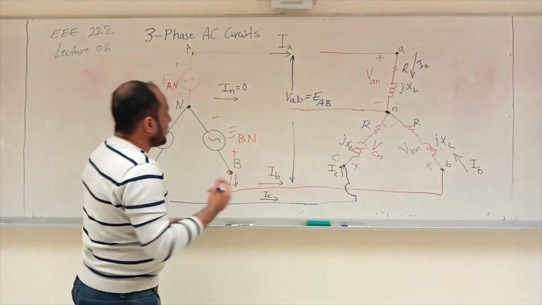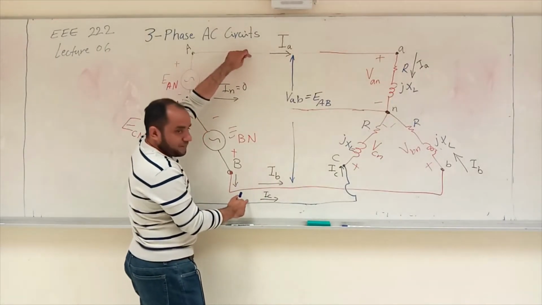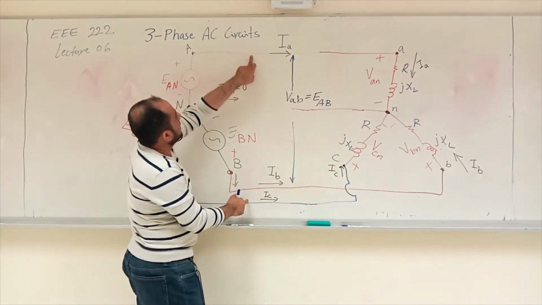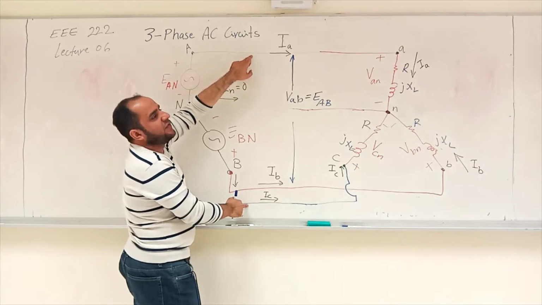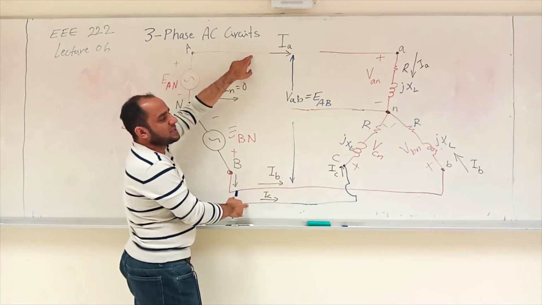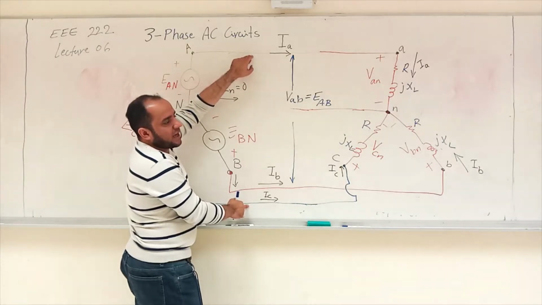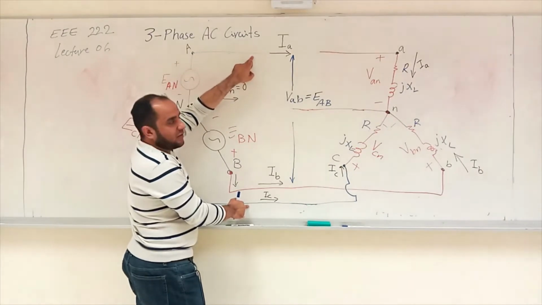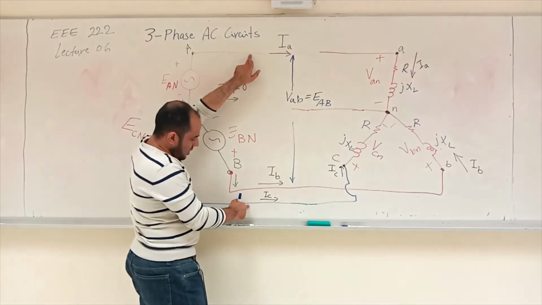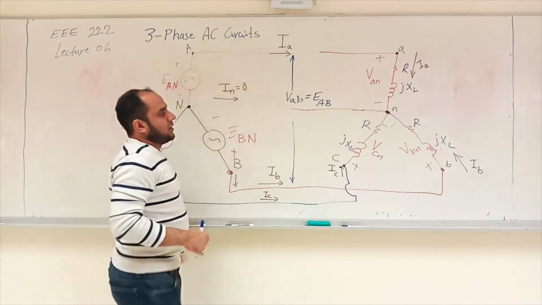There is another voltage which is from A to C, from this line, the red one, to the blue one. And I'm going to call this voltage V small AC, right? Or E capital AC. And again, it's a line to line voltage. It's from line A to line C. That's another voltage, right? What else?